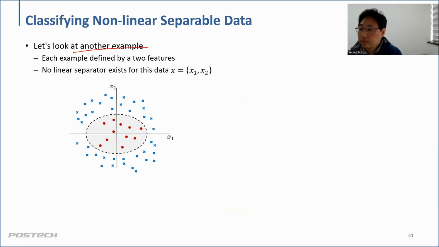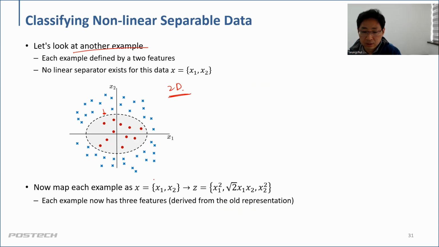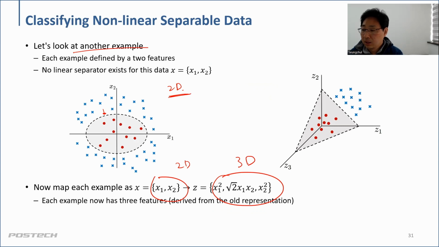Looking at another example, now we have the original data set in 2-dimensional space, and this is going to be the good classifier, but it's not linear. But if you have this kind of mapping, now from 2D to 3-dimensional space, the data points are probably rearranged like that. Now we can find linear hyperplanes.